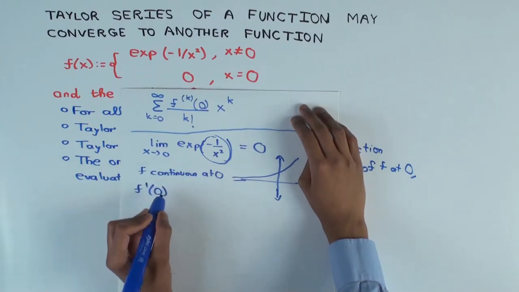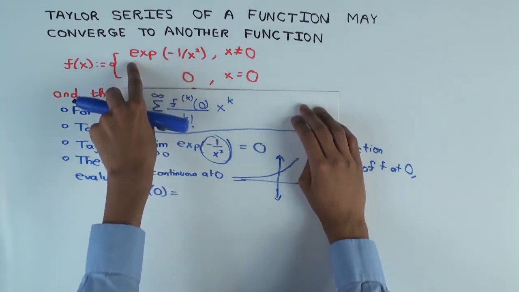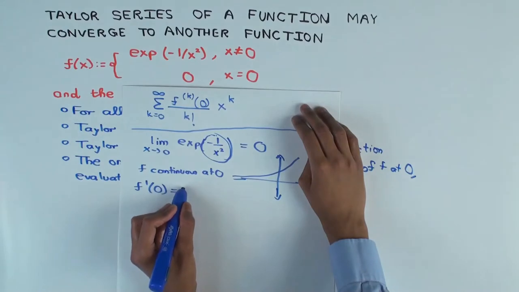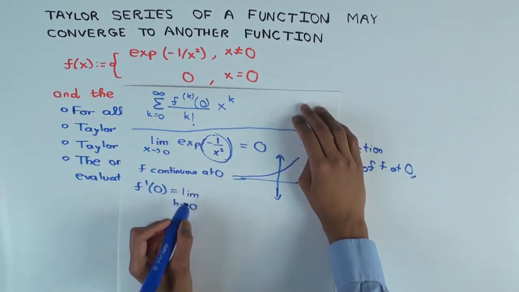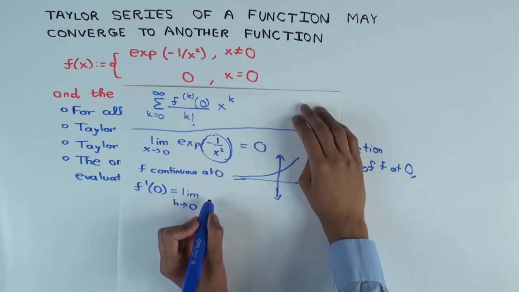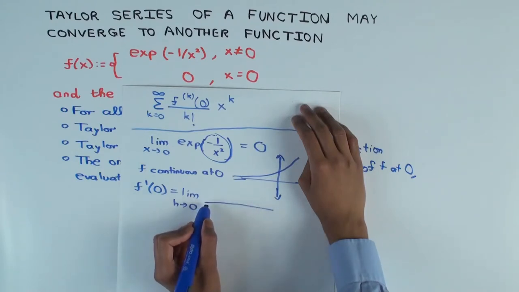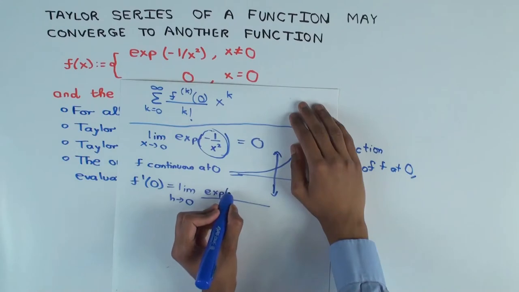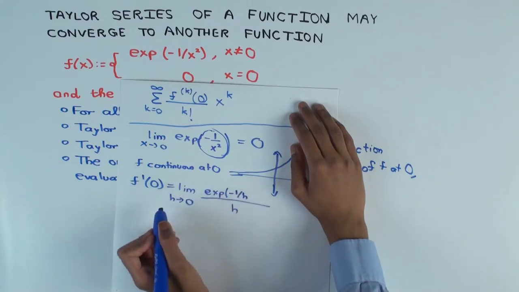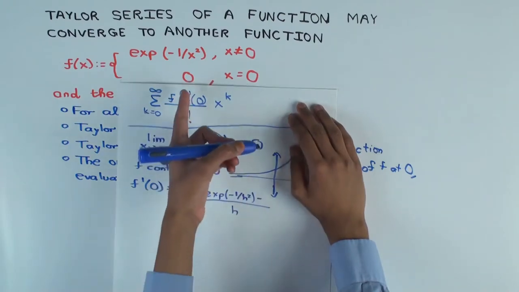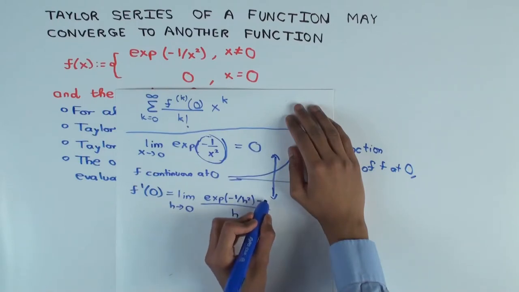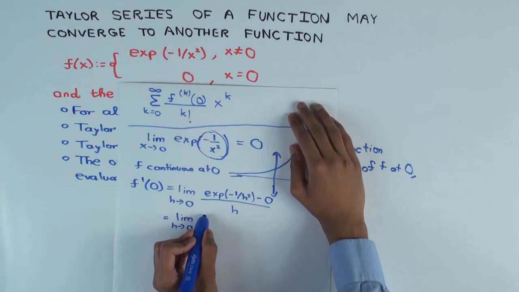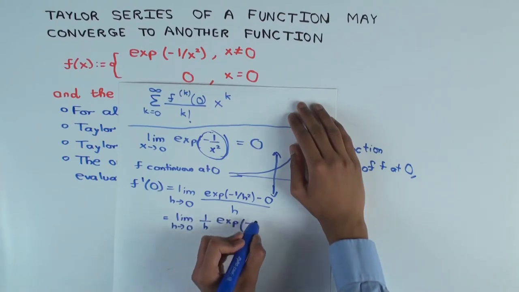Let's check f prime 0. What's f prime 0? Well, you cannot just differentiate this and take the value of that at 0, because it's a piecewise definition. When you have a piecewise definition, you have to take the derivative as a limit of a difference quotient. So it's the limit as h approaches 0 where it's a limit of the difference quotient. So what's this difference quotient going to be? Exponential of minus 1 over (x plus h) squared, where x is 0, since you're doing f prime at 0, so minus 1 over h squared, minus the function value at 0, which is just 0, over h. So it's the limit as h approaches 0 of 1 over h times exp of minus 1 over h squared.